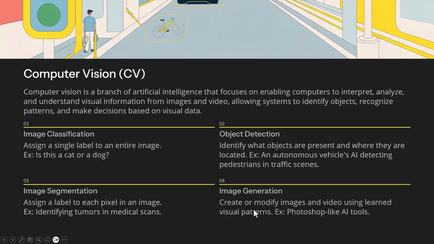You could also have image generation. A lot of the modern generative AI tools like ChatGPT or Gemini have image generation components to them where you can create or modify images and video using learned visual patterns. There's also apps out there that are like Photoshop that have AI tools, and you can select one certain part of the image and ask it to change it in some certain way, and it can do that, and that's using computer vision.